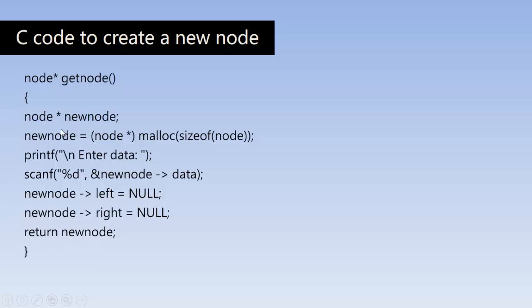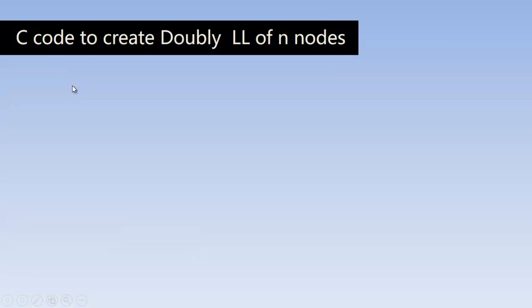So newNode has got the address of the newly created node, which is a simple one node. That looks like this. So this is the new node which has been created just now. The data field contains the data entered by the user, and left is initialized with null and right is also initialized with null. So I'm going to return the address of this newly created node to whatever function calls this function, right?